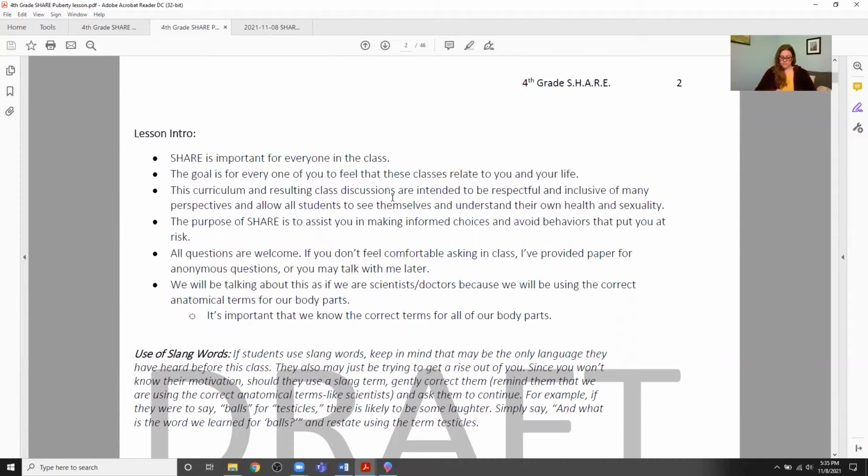Share is important for everyone in the class. The goal is for every one of you to feel that these classes relate to you and your life. This curriculum and resulting class discussions are intended to be respectful and inclusive of many perspectives and allow all students to see themselves and understand their own health and sexuality. The purpose of Share is to assist you in making informed choices and avoid behaviors that put you at risk. All questions are welcome. If you don't feel comfortable asking in class, I've provided paper for anonymous questions, or you may talk with me later.